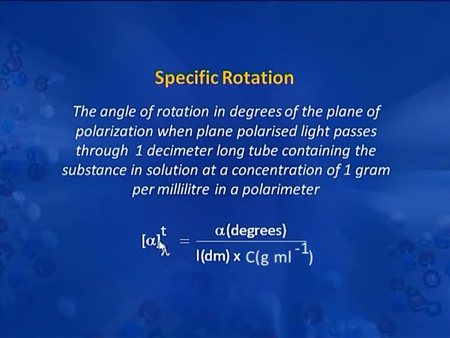Here this lambda represents the wavelength of the light source, because to some extent the rotation also depends upon what our light source is. So, in order to be very specific, we also specify the wavelength of the light source that we are using, and T represents the temperature at which the measurement has been carried out. So, we try to define all the factors in it.